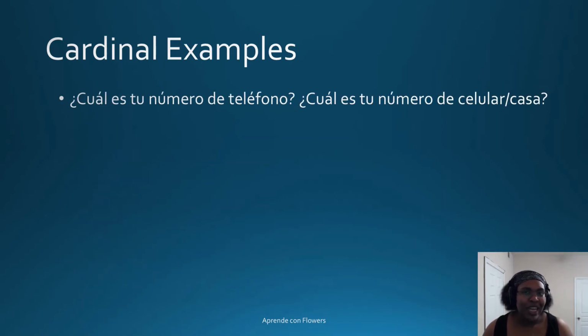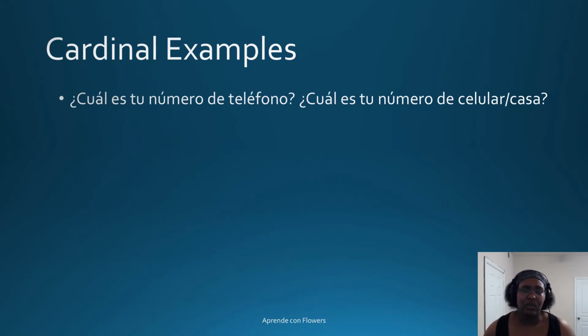So when it comes to asking someone what is their phone number, right? You can ask what is their house phone number, what is their cell phone number, or simply just what is your number, right? So in Spanish, you would say, what is your number of telephone? What is your number of cellular? And then what is your number of home, right? The most common way I hear it though is just what is your number? ¿Cuál es tu número? But if you want to specify, you can say ¿cuál es tu número de teléfono? Or ¿cuál es tu número de celular? ¿Cuál es tu número de casa?